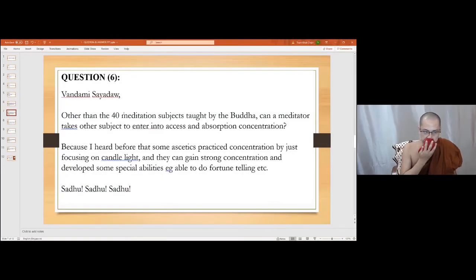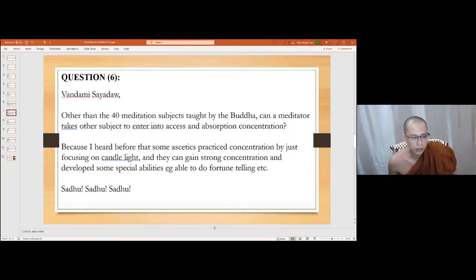Next question is, other than the 40 meditation subjects taught by the Buddha, can a meditator take other subjects to enter into access and absorption concentration? Because I heard before that some ascetic practice concentration by just focusing on candlelight, and they can gain strong concentration and develop some special abilities like being able to do fortune telling, etc.